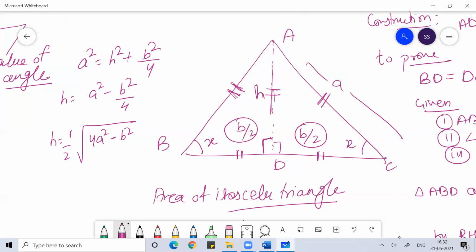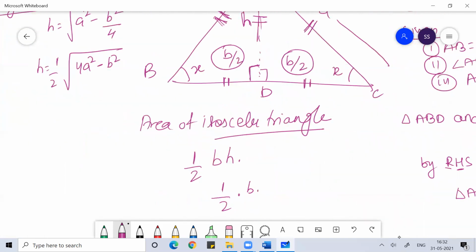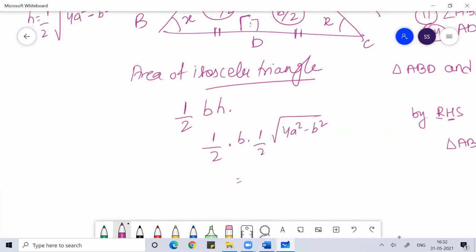So this will come out: half into 1 by 2, under root of 4a square minus b square. So the area of an isosceles triangle, as you see in books, is b by 4 under root of 4a square minus b square. You'll find this formula in many books, so remember this part.